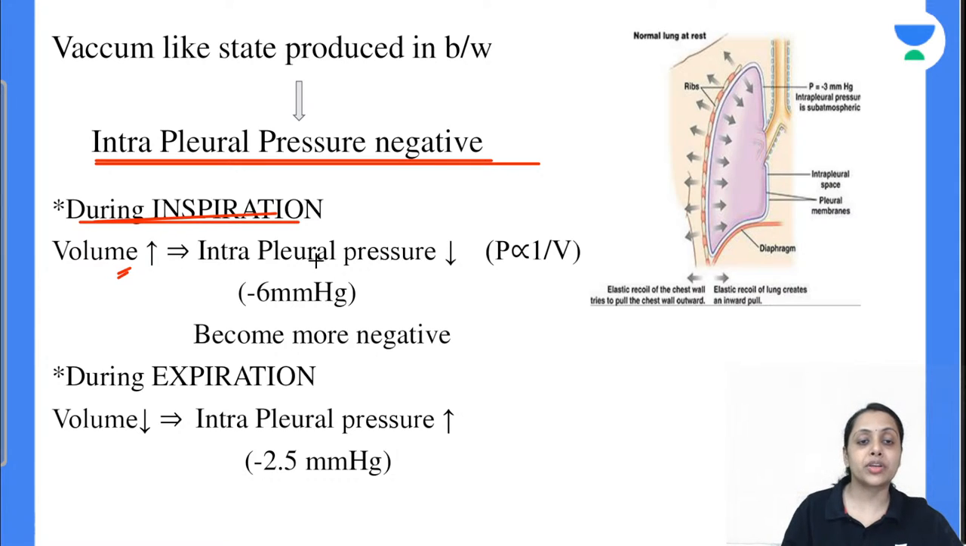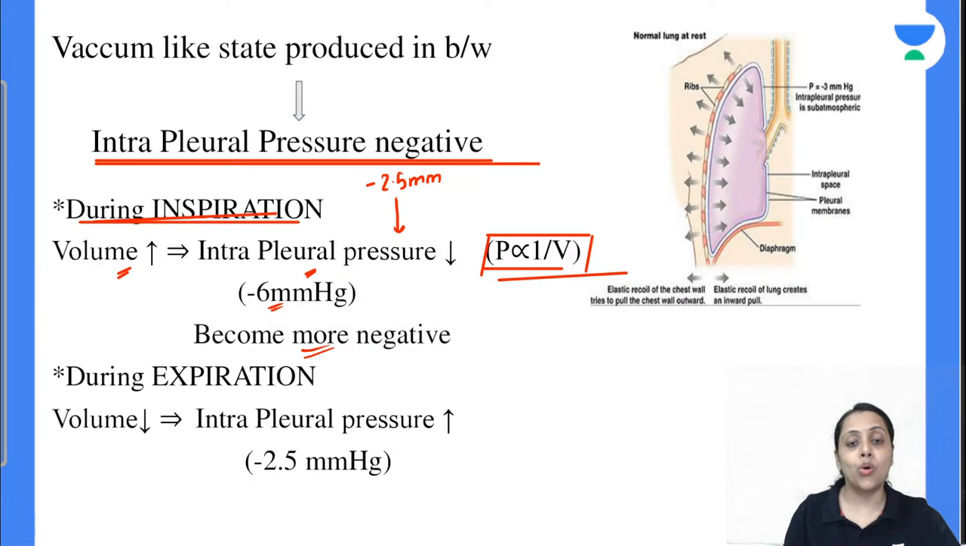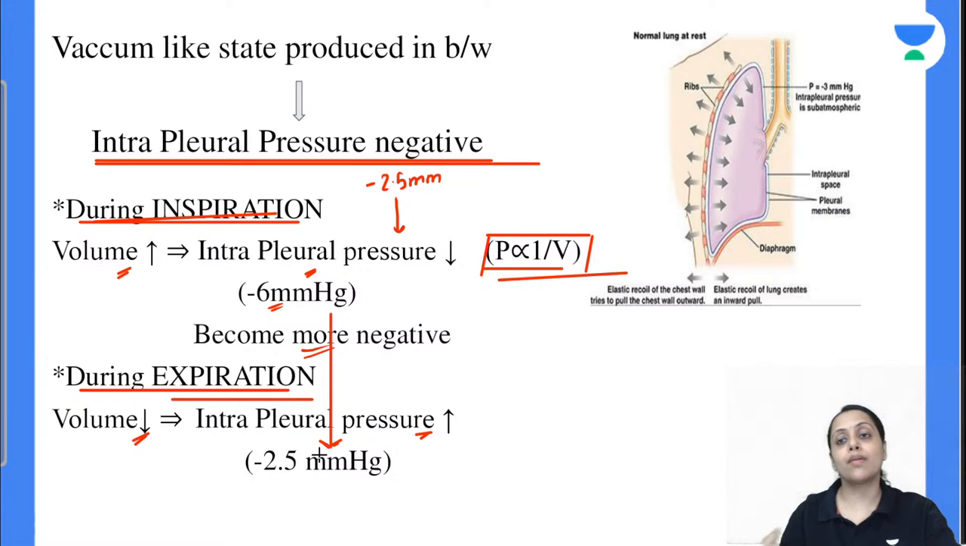Now, during inspiration, the volume of the lung is going to increase, so the pressure is going to decrease, because Boyle's law states that pressure is inversely proportional to the volume. At resting condition the pressure is -2.5 mm of Hg. Now the pressure falls further and reaches -6 mm of Hg, meaning it becomes more negative. During expiration, the volume of the lung is going to decrease, so the pressure is going to increase. So from -6 it increases and reaches -2.5 mm of Hg. That's how our intrapleural pressure changes during breathing.